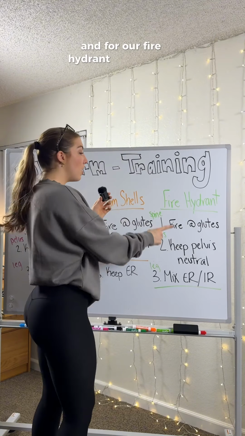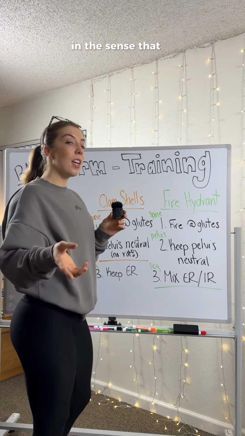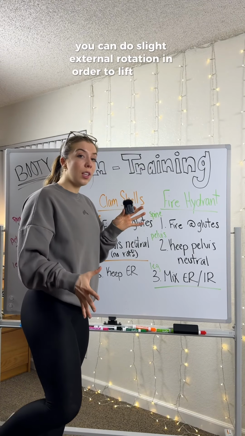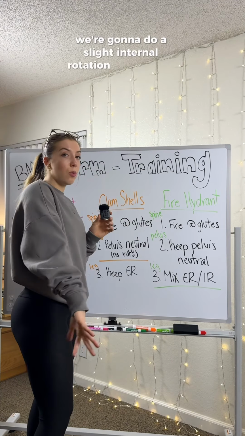And for our fire hydrant, it's actually really cool because we can manipulate the leg compartment in the sense that if you're wanting that glute max to work, you can do slight external rotation in order to lift the leg. However, if we're using our glute min to contract, we're going to do a slight internal rotation to bias that muscle.